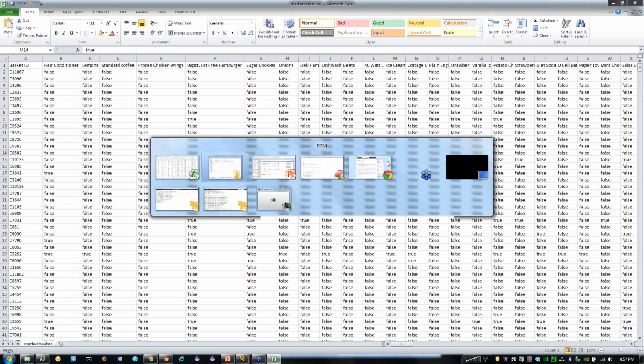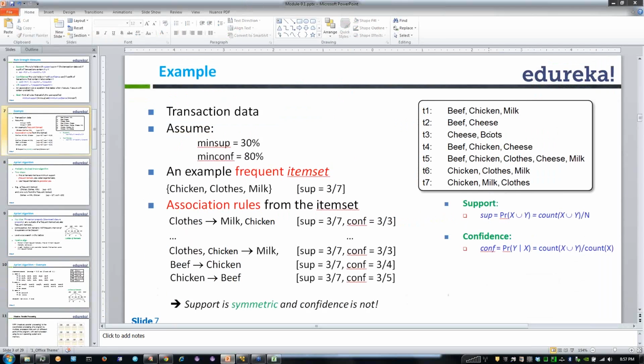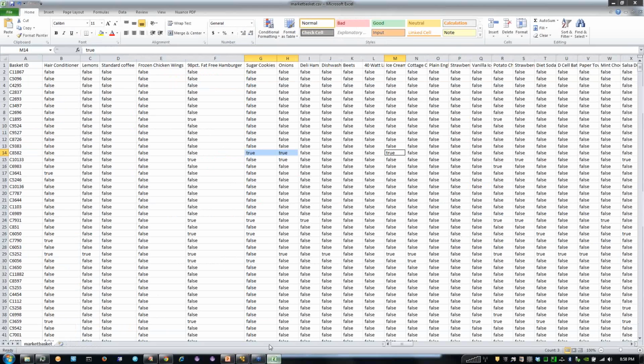Essentially, if I look at our example data, how many items do I have here? 1, 2, 3, 4, 5, and 6. So there are a total of 6 items: beef, chicken, milk, cheese, boots, and clothes. That means I'm representing this as a 7-by-6 matrix. 7 is the transactions, 6 is the items. Clear, right? Let me draw that example.